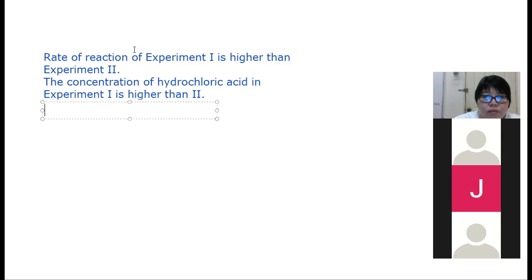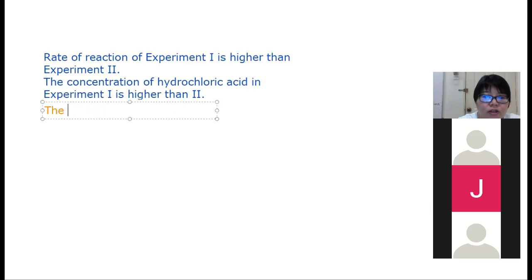The frequency collision of the... Have we mentioned about the keywords here? No. So the next step should mention about the number of particles.